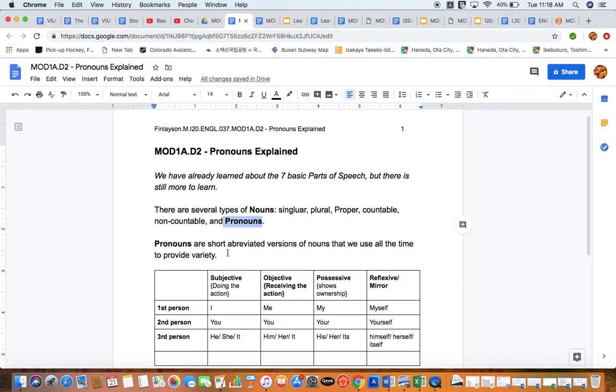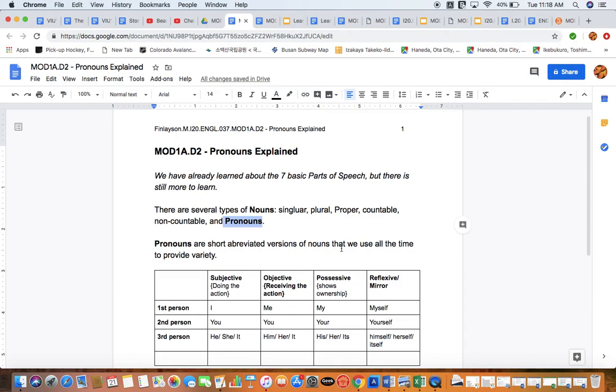That's all preview though, because the big focus today is this category of words that we call pronouns. So pronouns are essentially a short abbreviation of a noun, and we use them to provide variety. This makes sense, right? If you think about it, if you're telling a story about your friend Dan, if you were to refer to his name every single time, it would get kind of boring, right?